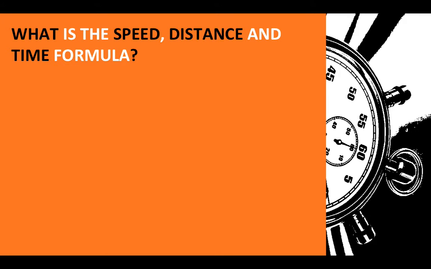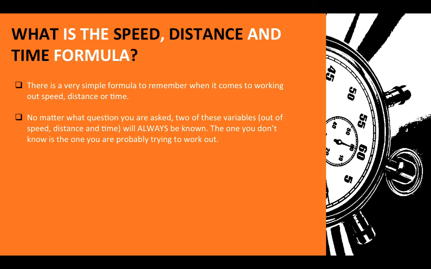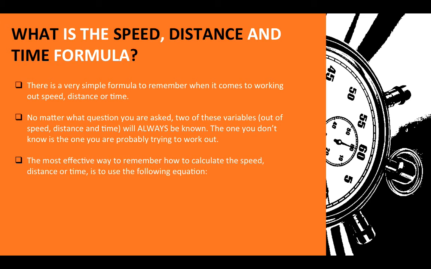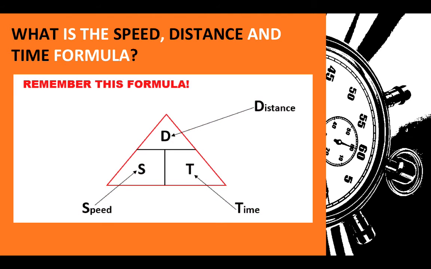What is the speed, distance and time formula? There is a very simple formula to remember when it comes to working out speed, distance or time. No matter what question you're asked, two of these variables out of speed, distance and time will always be known. The one you don't know is the one you're probably trying to work out. So the most effective way to remember how to calculate the speed, distance or time is to use the following equation. So here is a nice big diagram for you to remember.